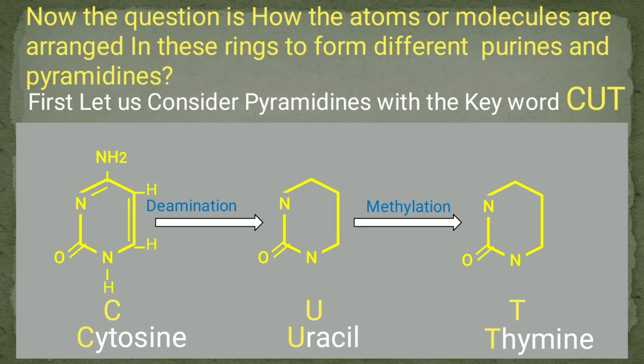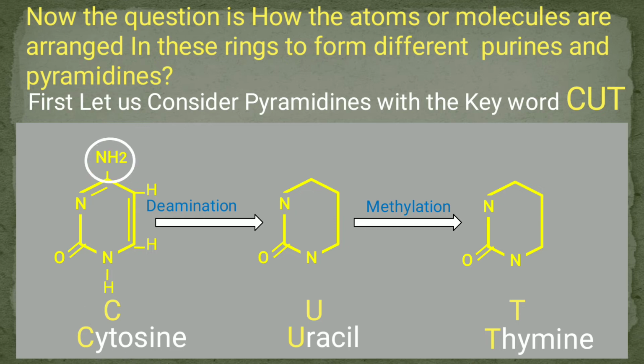Rather than remembering the entire structure, you should understand the process by which you are forming the structure. If you understand the process, you can easily remember the structure. Now let us see how cytosine undergoes deamination to form uracil.